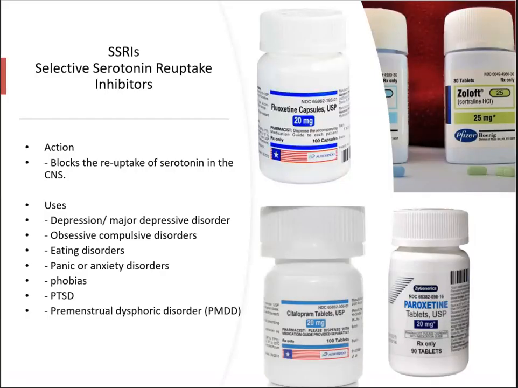With your SSRIs, which are your selective serotonin reuptake inhibitors, this inhibits CNS uptake of serotonin. So it blocks the reuptake of serotonin in the CNS. So it acts as a stimulant, counteracting depression and increasing motivation. So the examples we have are your fluoxetine, we have your paroxetine, there's also sertraline, which is your Zoloft. We also have citalopram. So these are examples of your SSRIs.